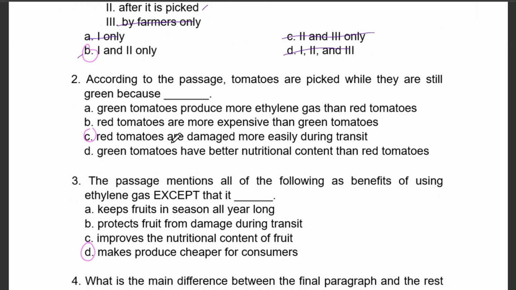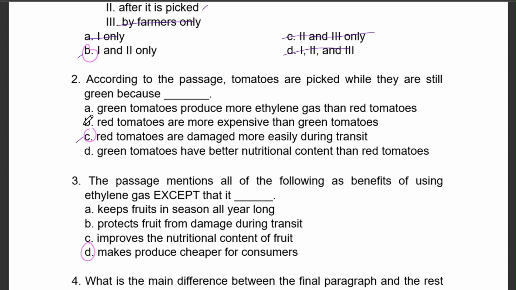Question 2. According to the passage, tomatoes are picked while they are still green because blank. A. Green tomatoes produce more ethylene gas than red tomatoes. B. Red tomatoes are more expensive than green tomatoes. C. Red tomatoes are damaged more easily during transit. D. Green tomatoes have better nutritional content than red tomatoes. The correct answer is C.